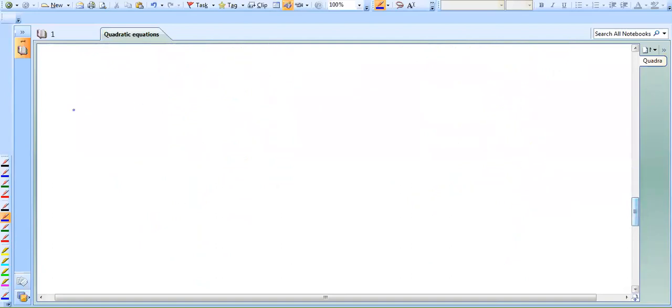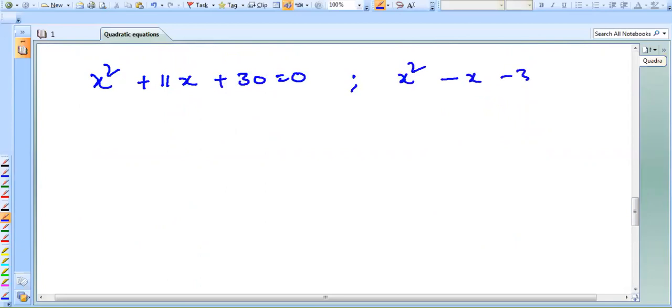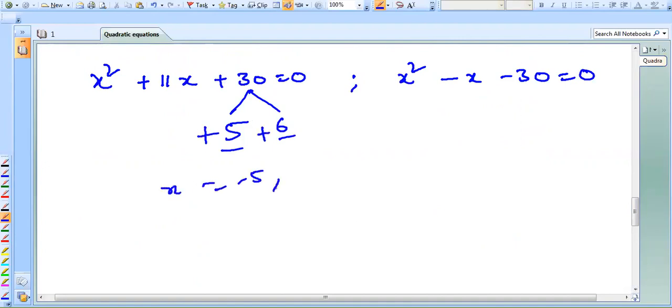See this, friends? For example, x square plus 11x plus 30 is equal to 0. Constant is 30, so 5 into 6. 5 6s are 30. You have to add them or not? Yes, absolutely you have to add them. 5 plus 6 is equal to 11. Then x values will be minus 5 minus 6.